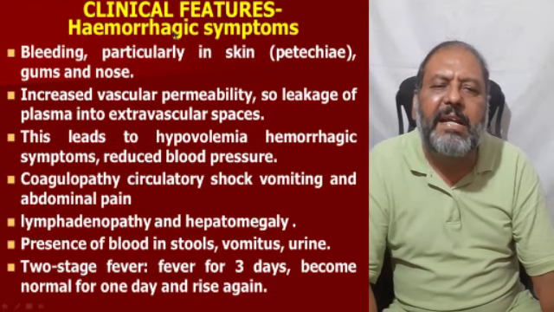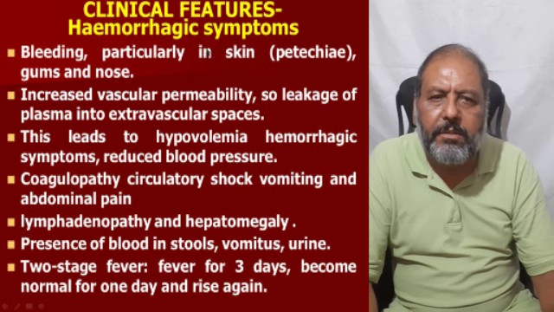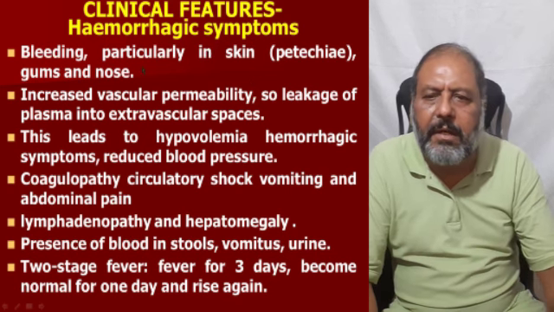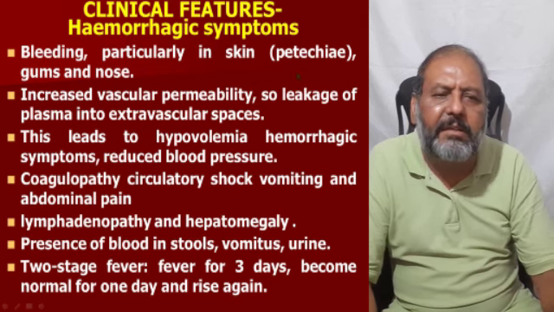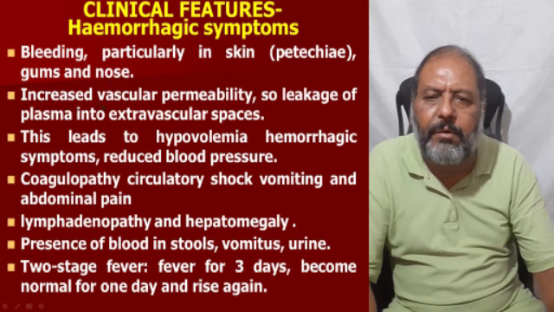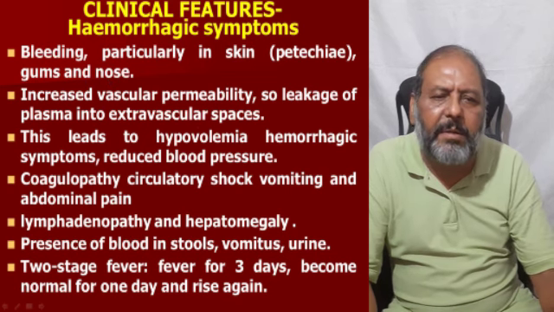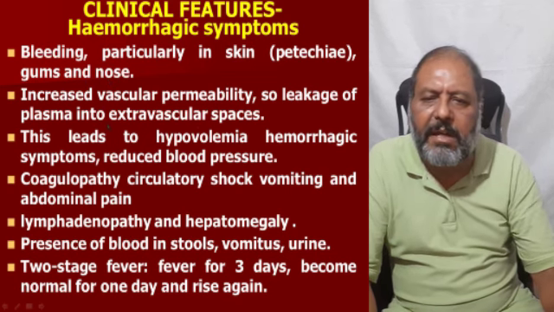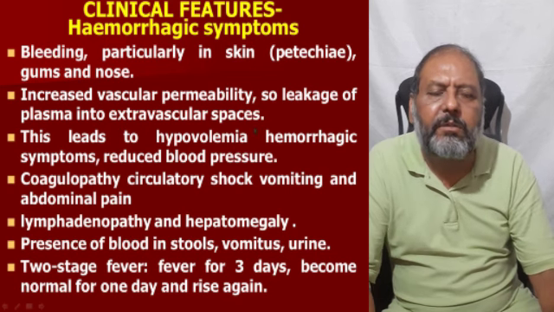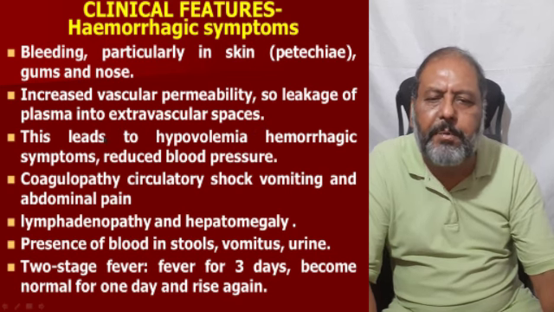Now, the hemorrhagic symptoms of this dengue hemorrhagic fever are bleeding, particularly in the skin, petechiae, gums, and nose, increased vascular permeability, so leakage of the plasma into the extravascular spaces, leading to hypotension.